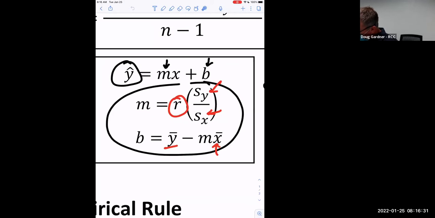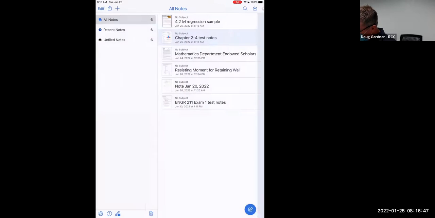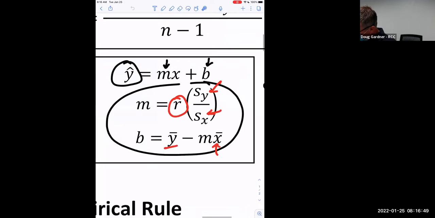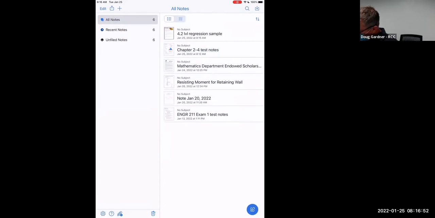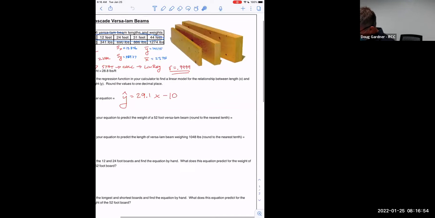So notice the m is kind of the number that's in front of x. And that's found by taking r times s of y over s of x. So I'm just going to see, would I get 29 for that? If I did that, that's what. So let's see, m.